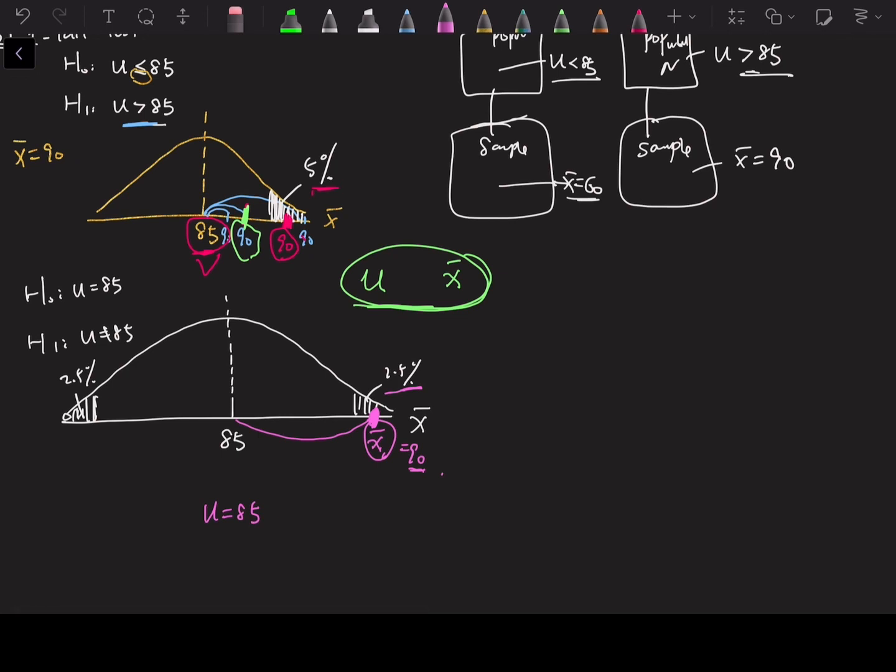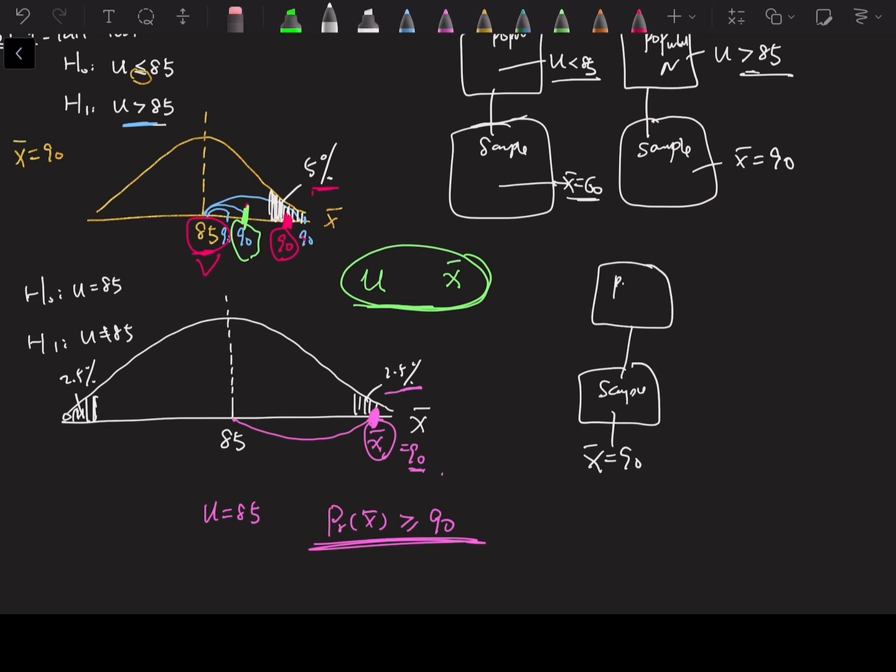It's possible, but very unlikely, that you randomly select a sample and observe a sample mean as extreme as or more extreme than 90, but it's still possible. So you might reject the true null hypothesis. This sample mean of 90 may really be coming from a sample from a population with a mean of 85. It's possible, but very unlikely, less than a 5% chance or even less than a 2.5% chance.